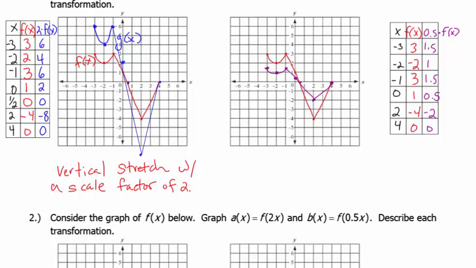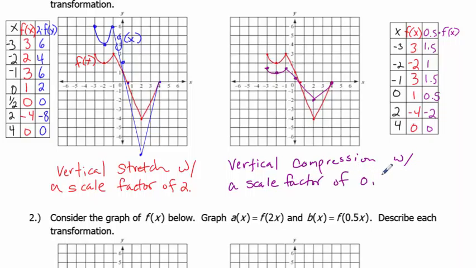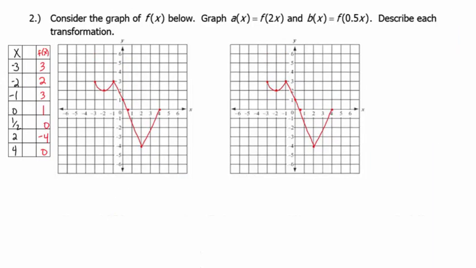Now we need to give a description of the transformation, and it looks like there's a vertical compression with a scale factor of 0.5. Again, that was what we multiplied outside of the parentheses. That's how I know what my scale factor is.